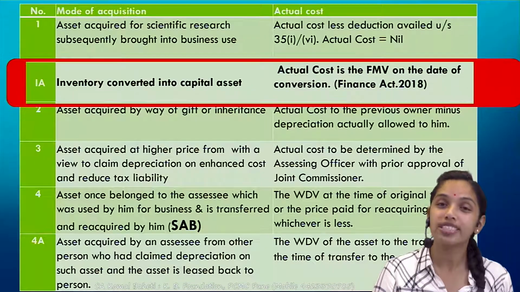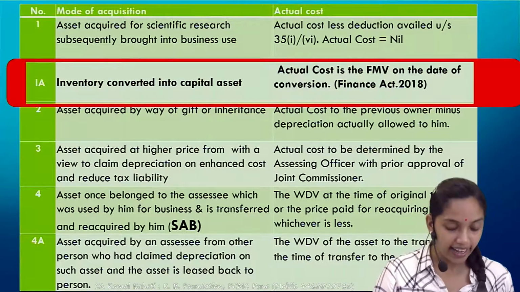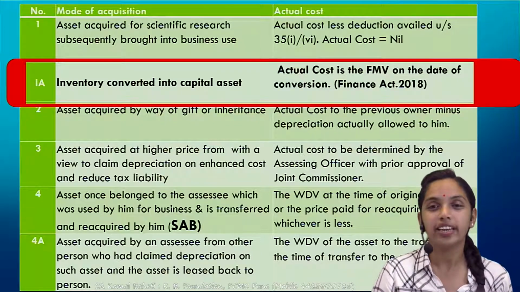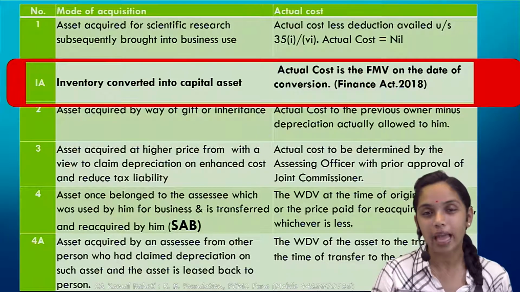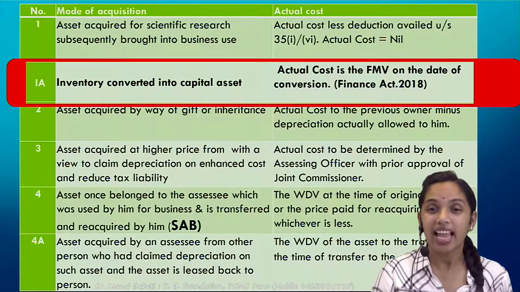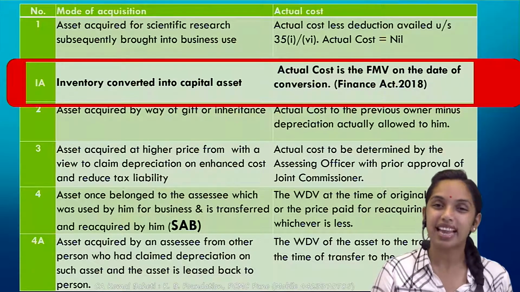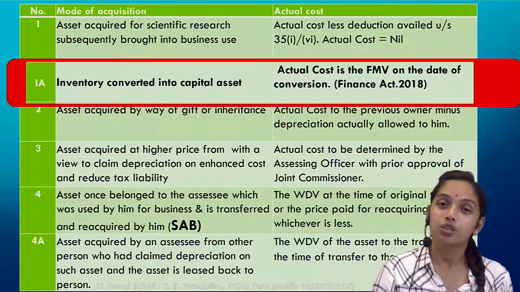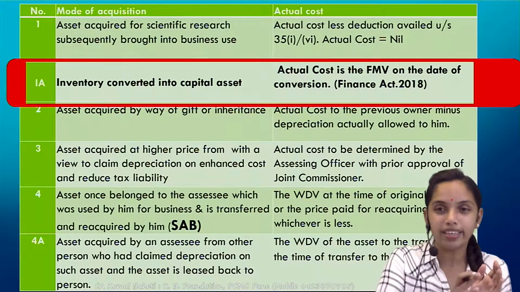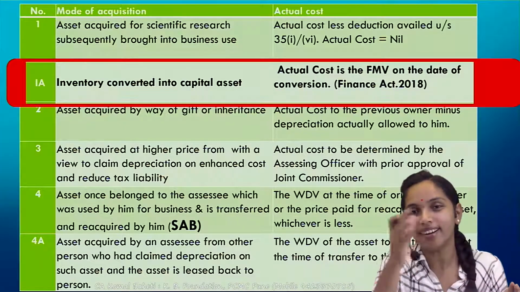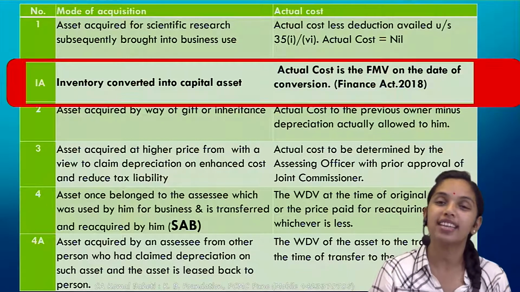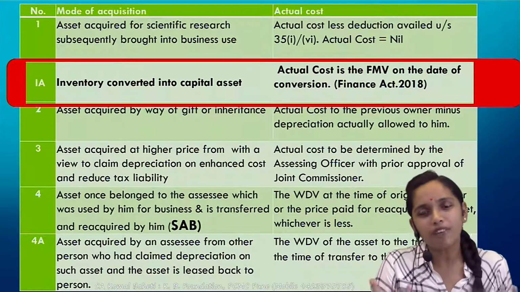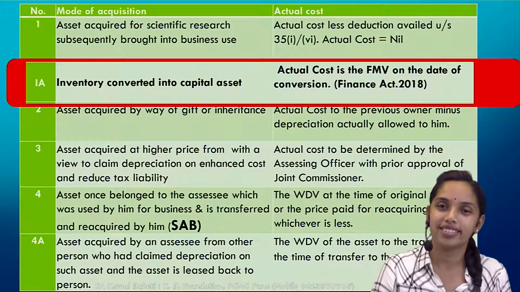Next, this was the first explanation, number 1. This is 1A. If the inventory has been converted into a capital asset, we had discussed this under section 28 chargeability. When the inventory has been converted into a capital asset, it comes under chargeability, and the fair market value of the asset is taxable under section 28. So now this says that once it has been shifted from your inventory to a capital asset, it becomes added to your block of asset. And what will be considered the actual cost of the asset? The fair market value would be considered as the actual cost.